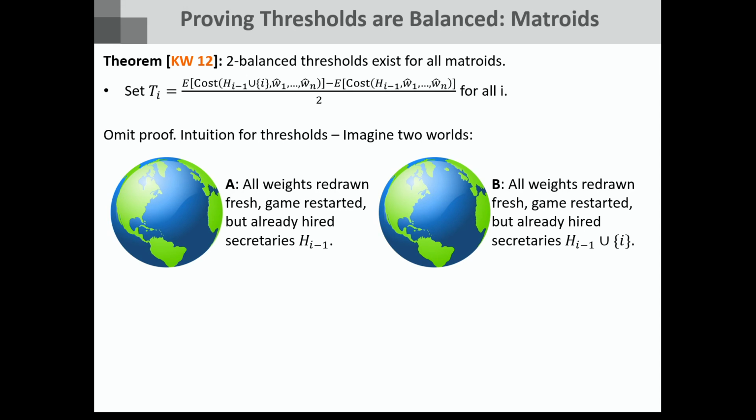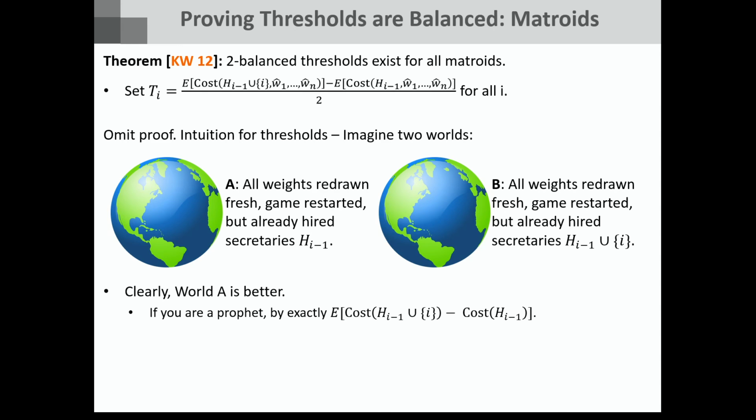All weights are redrawn fresh. The game is restarted, but now you've already hired secretaries H_{i-1} union i. So you're even further restricted on who you can hire. Very clearly, world A is better. It's not obvious how to see this from the definition of cost, but the definition happens to capture exactly that, if you are a profit, then world A is better by exactly the expected marginal cost of adding i to H_{i-1}.